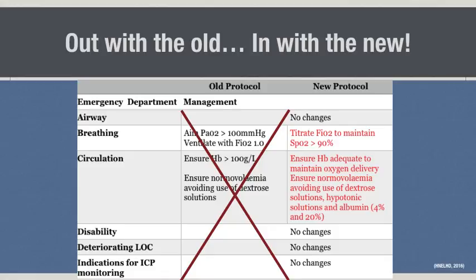The new protocol accepts a HB that is adequate to maintain oxygen delivery as determined by the emergency or ICU staff specialist. Fluid resuscitation to achieve normovolemia should avoid use of hypotonic, dextrose or albumin solutions. Management of disability, deteriorating level of consciousness, and indications for intracranial pressure monitoring remain unchanged.